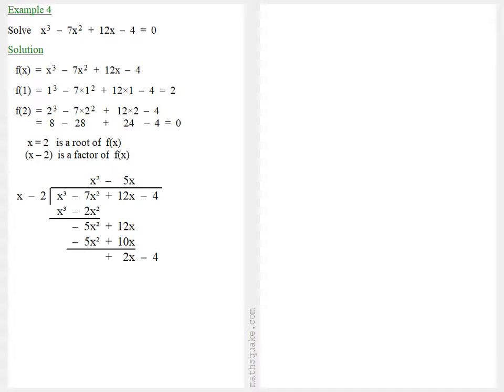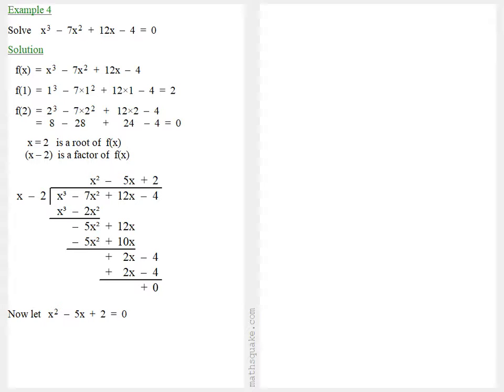We can bring down the minus 4 and divide x into plus 2x. Well, that's just plus 2. We multiply the plus 2 with the x minus 2, and that gives us 2x minus 4. When we subtract, we get 0, so there's no remainder. So we know x equals 2 is one root. Now we need to find the roots of the quadratic.